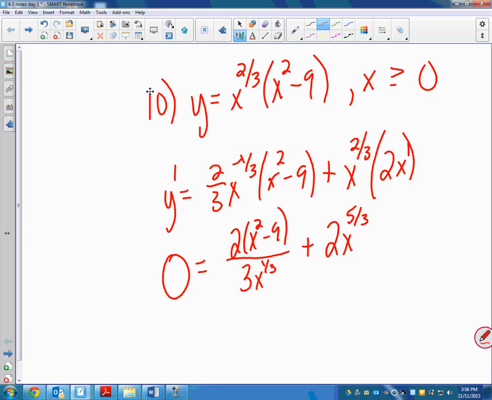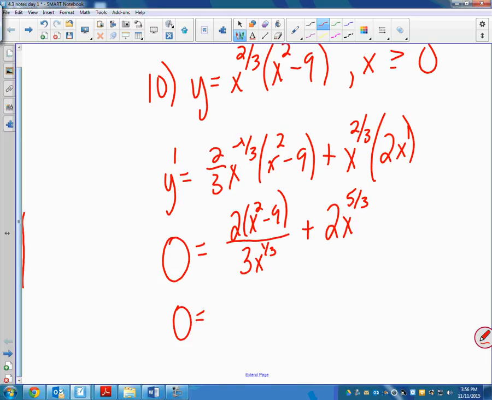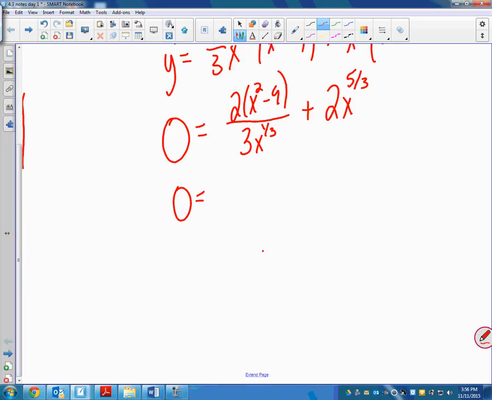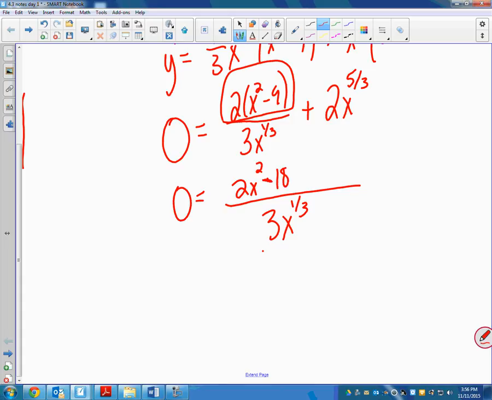Yesterday, we subtracted that part over and just solved it from there. We also could get a common denominator. I'm going to do that just for the whole increasing and decreasing thing that I have to do in a minute. So my common denominator would be 3x to the 1/3. So this part isn't going to change, right? That's going to stay 2x squared minus 18. I'm just going to distribute. But over here, right, that's over 1. So I have to multiply by 3x to the 1/3.